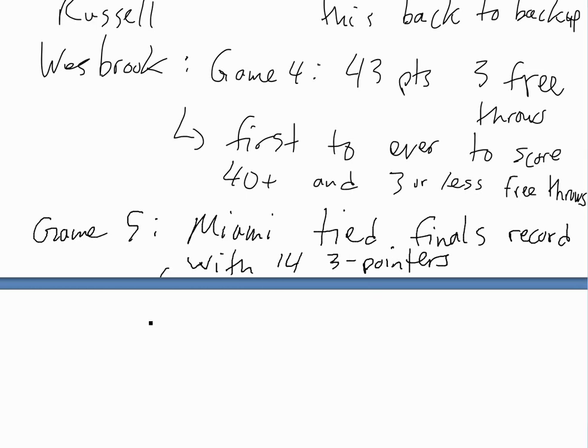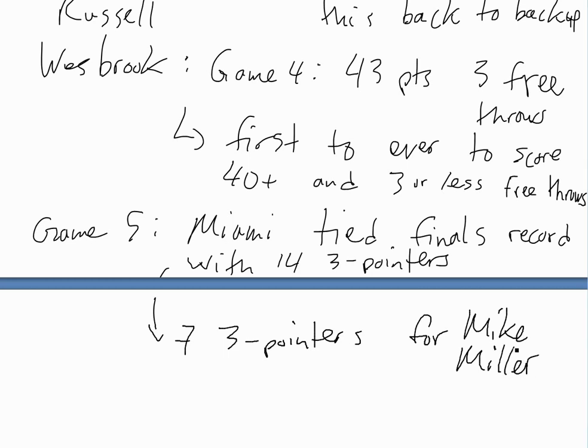And Mike Miller had seven three-pointers, which is the most ever by someone coming off the bench, which is quite remarkable. Mike Miller had 4 straight in the first half, and he just kept dropping everything, coming off the bench.